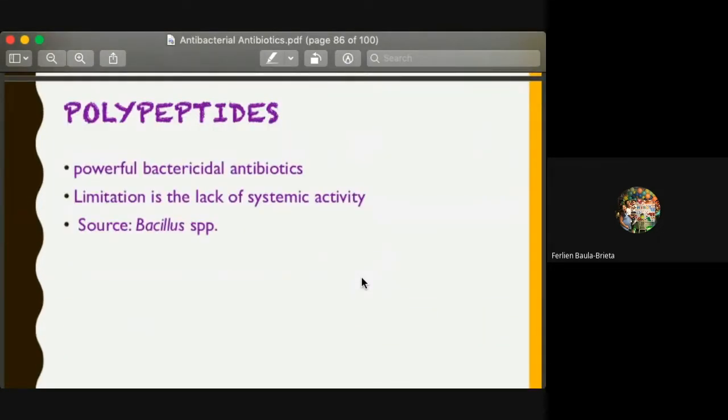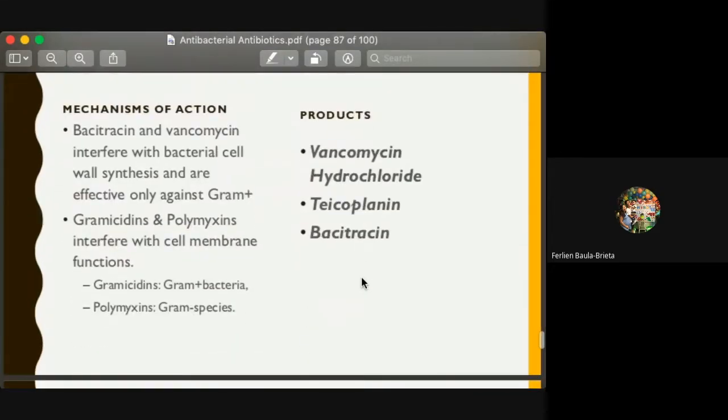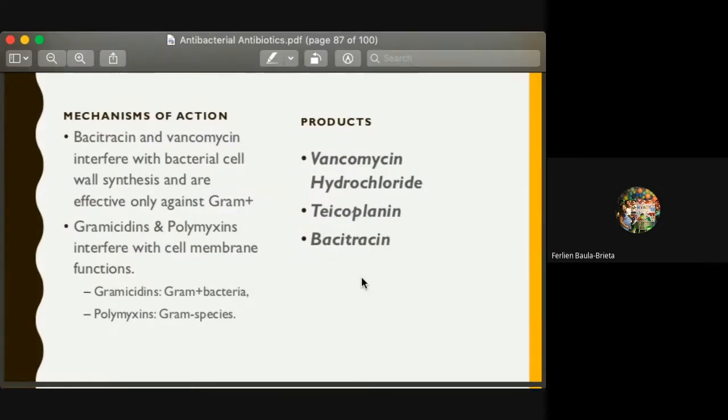Furthermore, we have another group of antibacterials called polypeptides. So powerful bactericidal antibiotics are polypeptides, and they are derived from Bacillus species. That is why they are also called antibacterial antibiotics. But they have limitations because of their lack of systemic activity. Now, specifically, their mechanism of action, they interfere with bacterial cell wall synthesis and are effective only against gram-positive.